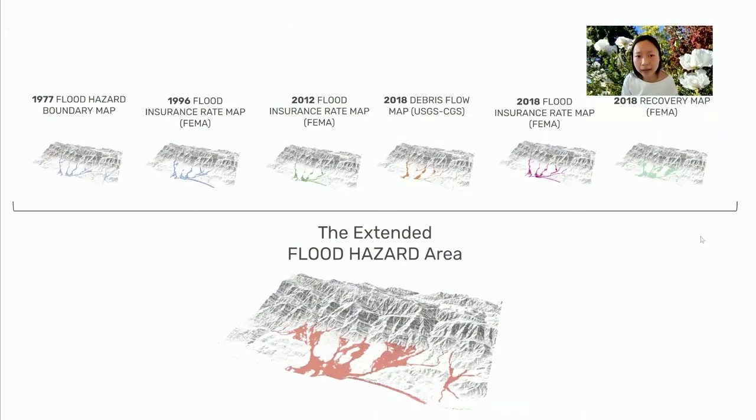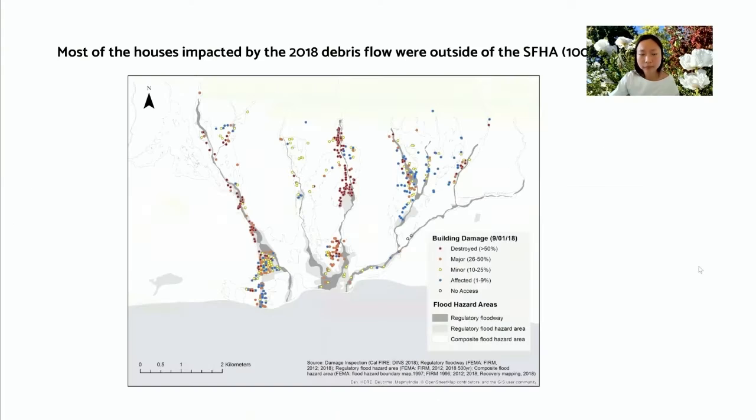And so with that in mind, we decided to compile all the FIRM maps together with the flood hazard boundary maps and the debris flow that happened in Montecito to create the extended flood hazard area, that is the broadest footprint of all areas classified as potentially hazardous to debris flow from 1970 to present.